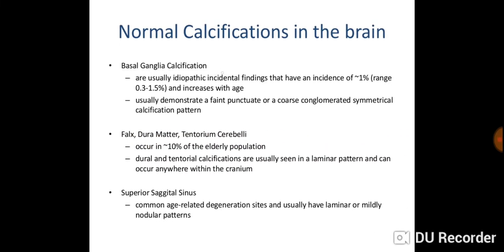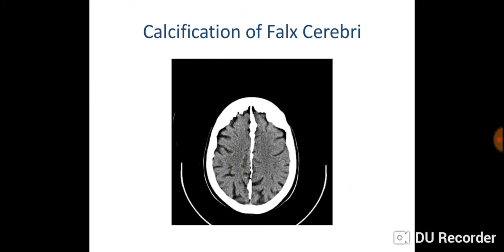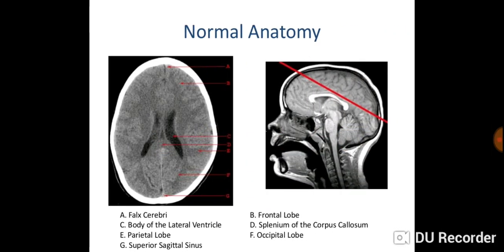Basal ganglia can be calcified. The falx, dura mater, tentorium cerebelli can be calcified. Superior sagittal sinus can be calcified. Now this increases with age. Now right here you've got the choroid plexus calcified, it's not a bleed. The pineal gland is calcified, not a bleed. Falx cerebri is calcified, it's not a bleed. Continue with the normal anatomy. You've got the falx cerebri that is not calcified here.